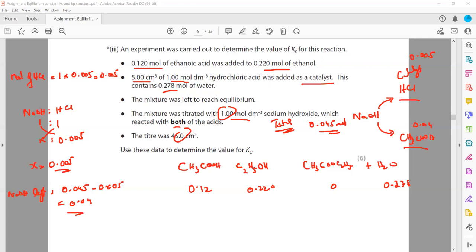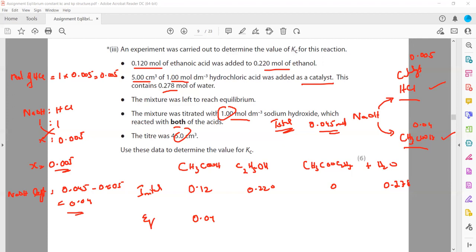And now, so these are the moles of it, as the sodium hydroxide is reacting with both of them, so it completely removes hydrochloric acid and then it completely removes ethanoic acid. So this was the initial moles, like in the beginning, and these are the moles at equilibrium. So moles at equilibrium are 0.04.